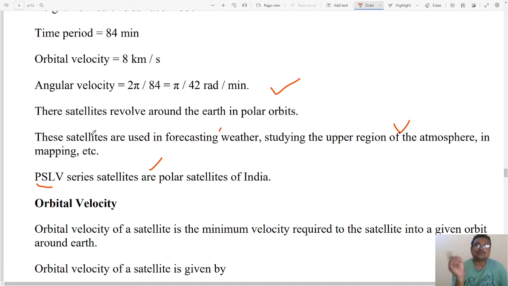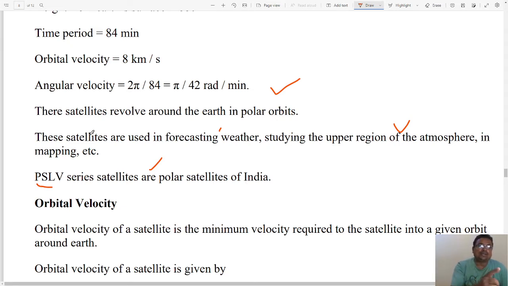East to west revolution is called a geostationary satellite. North to south revolution is called a polar satellite. An example of a polar satellite is the Polar Satellite Launching Vehicle.